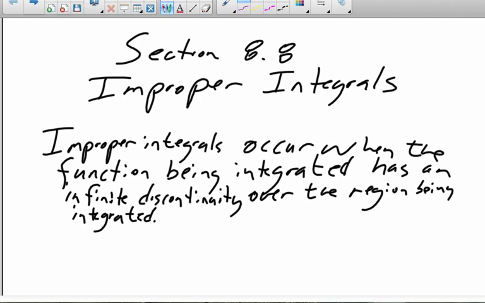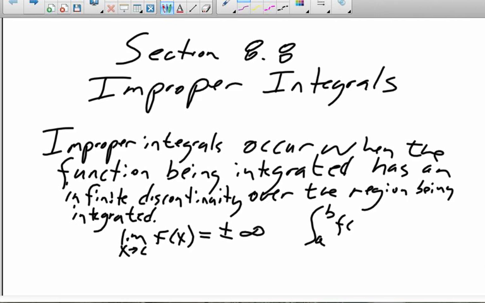Or the way we would write this is limit as x goes to c of whatever our integrand is, the function that's our integrand, is going to be equal to either plus or minus infinity. And we're assuming then we're going to integrate this thing from a to b, and c is on the closed interval a to b. And it could be either a or b.